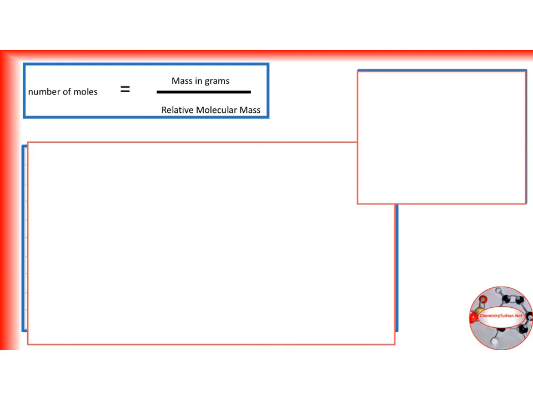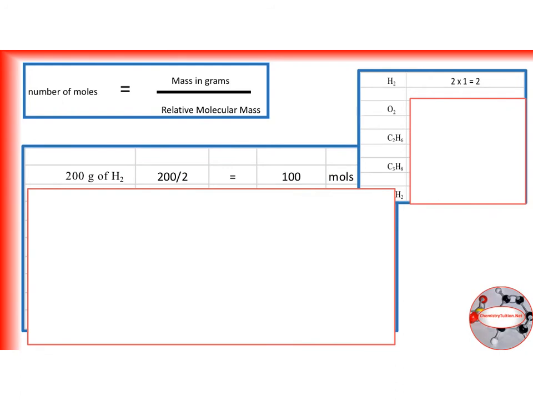So what do we need to do to work out our number of moles? Well, we need the mass, which we do have, of course, but we need to work out our relative molecular mass. So let's do the first one together. The relative molecular mass of hydrogen is, of course, just 2 times 1, which is 2. So that's nice and easy. Once we've done that, we can work out our number of moles. Again, let's just do that one for hydrogen. Our number of moles is our mass, and we've got 200 grams of it, divided by 2, and that tells me I've got 100 moles of hydrogen.